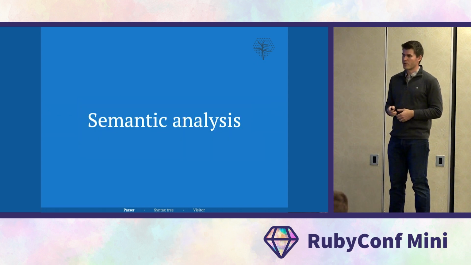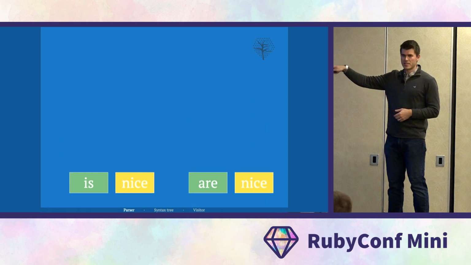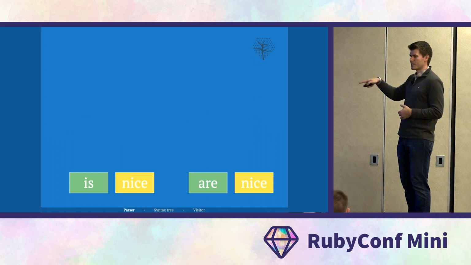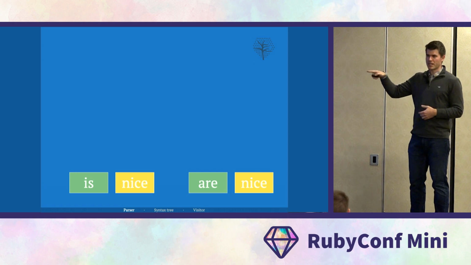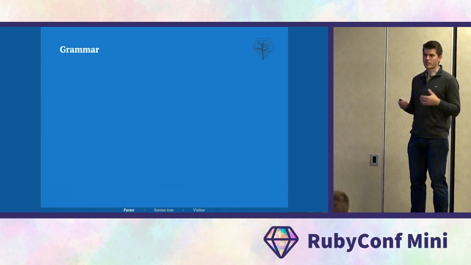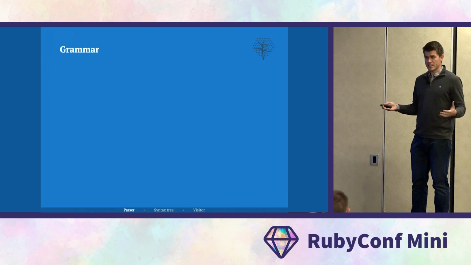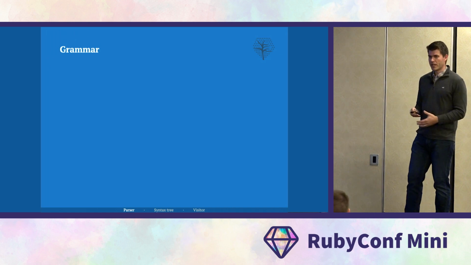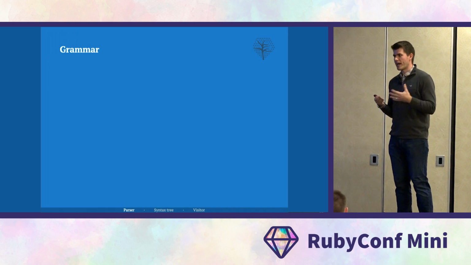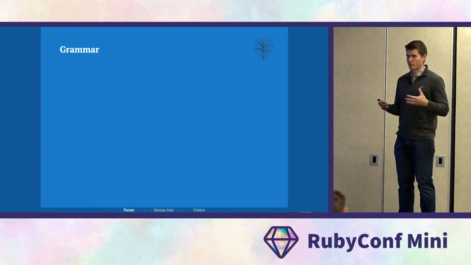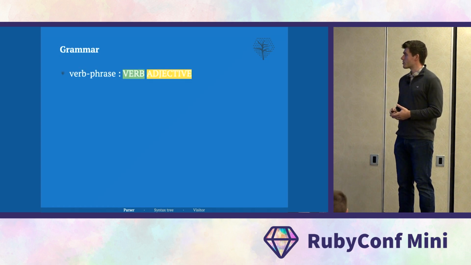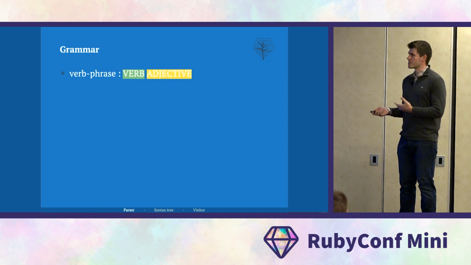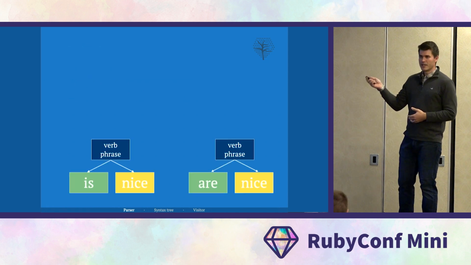Semantic analysis is the next part of this. We're going to take just these two segments of the sentence, and we're going to determine what they are. We're going to give a name to this concept. You see we have a verb to the left and an adjective to the right. We're going to define a grammar. This is the same idea as an English grammar, right? A grammar is the definition of how these words can fit together to form larger concepts. So a verb phrase, we're going to call this a verb phrase. It takes a verb and an adjective. Okay, now we have a verb phrase.